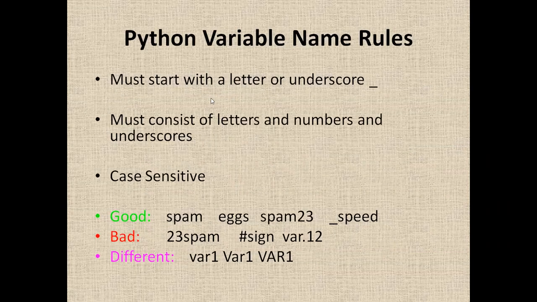Some examples are taken for the variable declaration here. In case of variable declaration, variables are also known as identifiers. Your first rule is it must start with a letter or an underscore. The second one is it must consist of letters, numbers and underscores. Okay, and it is case sensitive. So here some examples are given, which are the correct variable names.